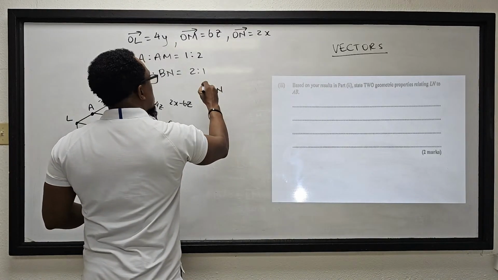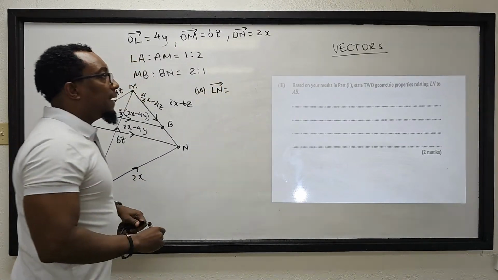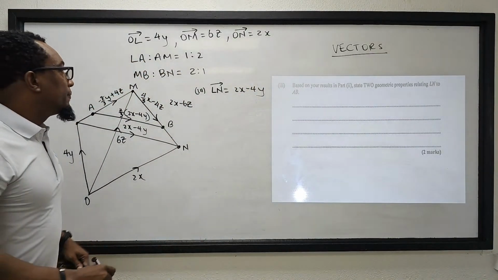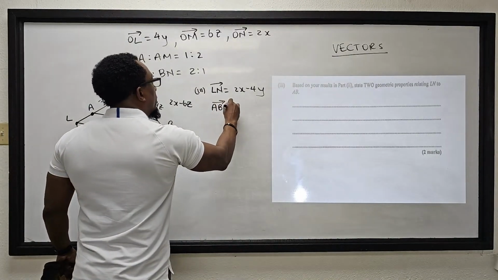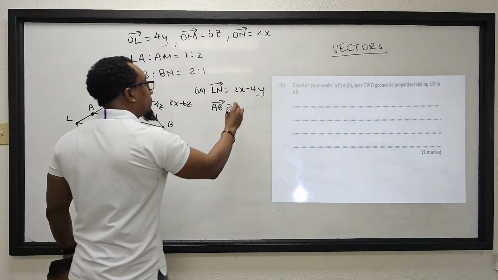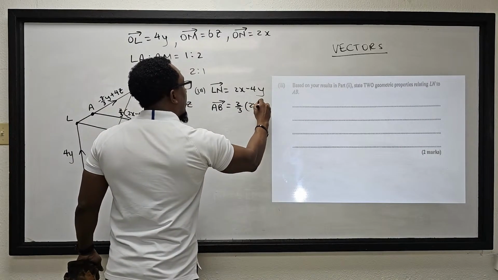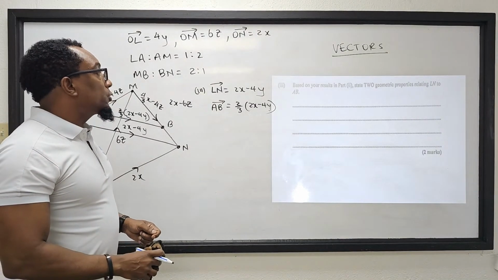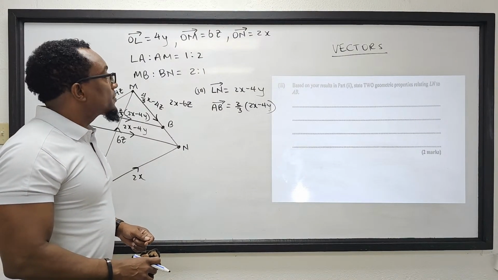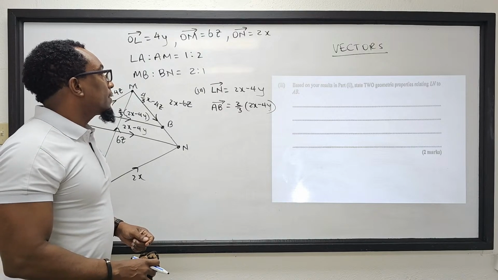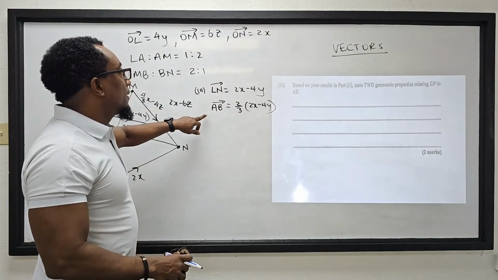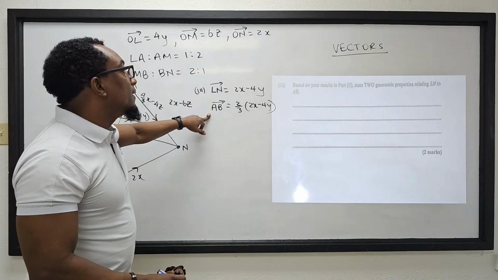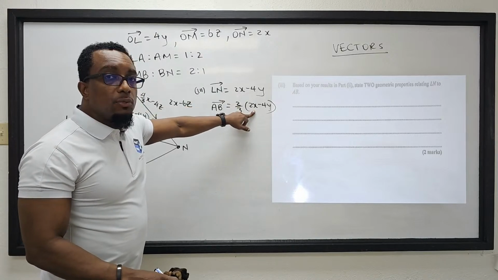So Ln is part 3. We got previously vector Ln to be 2x minus 4y. Vector AB, we got previously to be 2/3 into 2x minus 4y. So they want us to show a relationship between the two. Now we can show a proportional relationship. We can say here that vector AB is 2/3 of vector Ln. We see 2x minus 4y, 2x minus 4y.